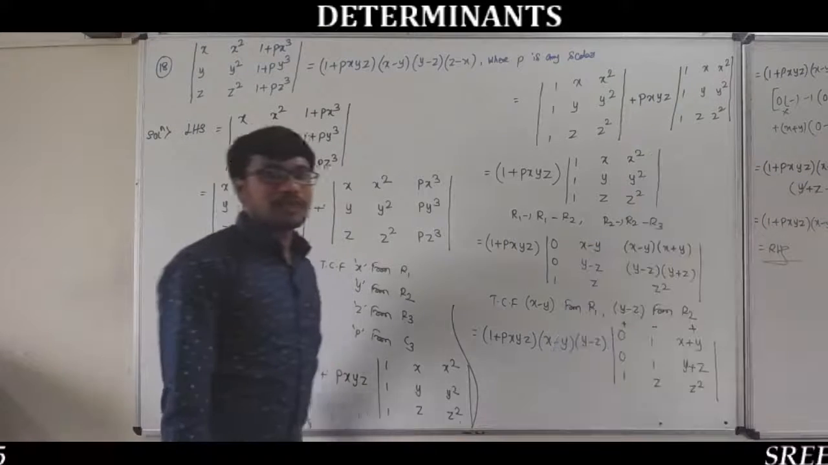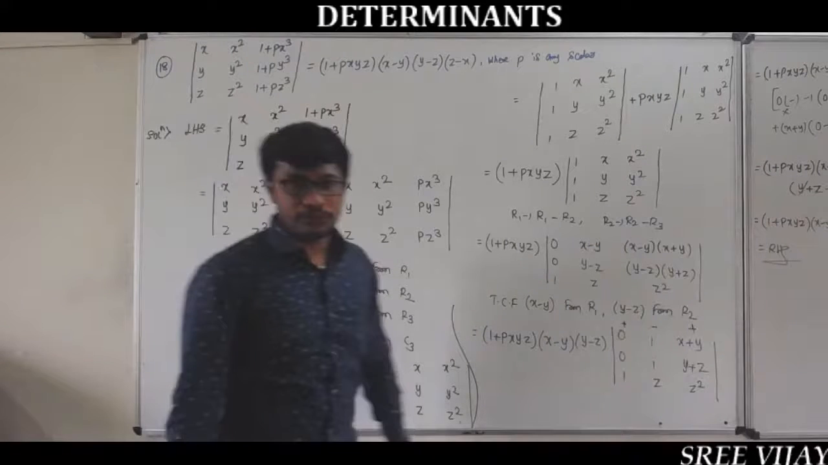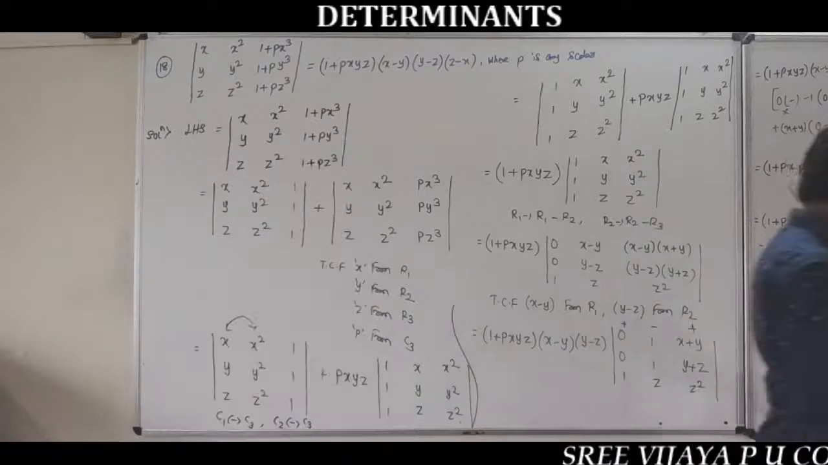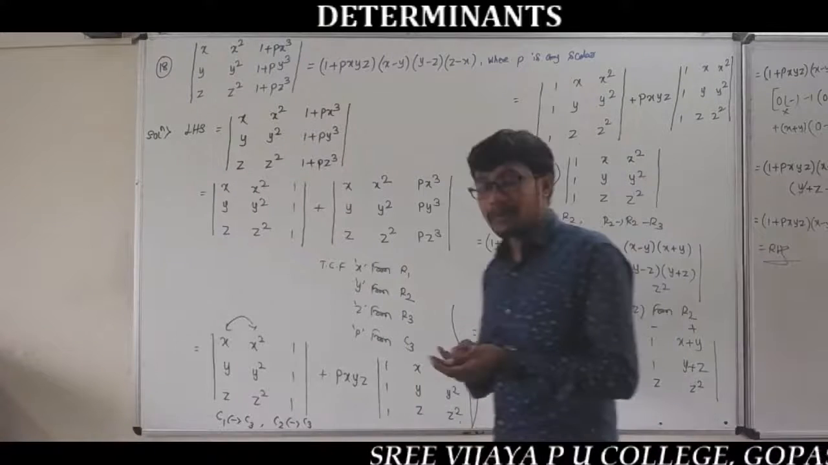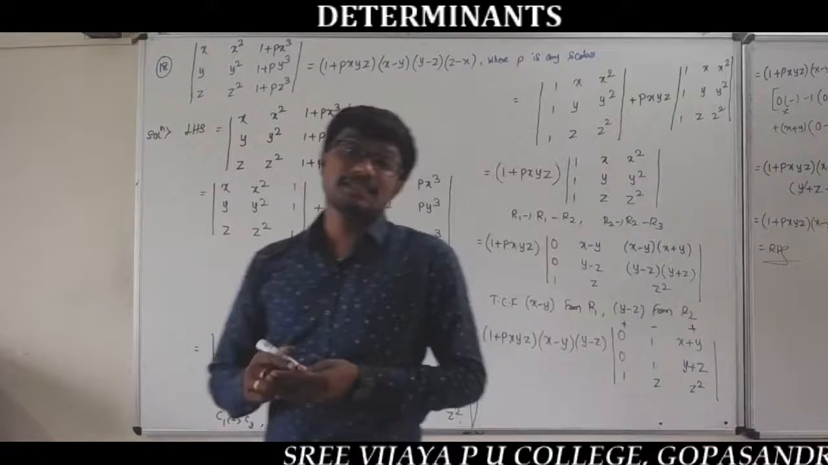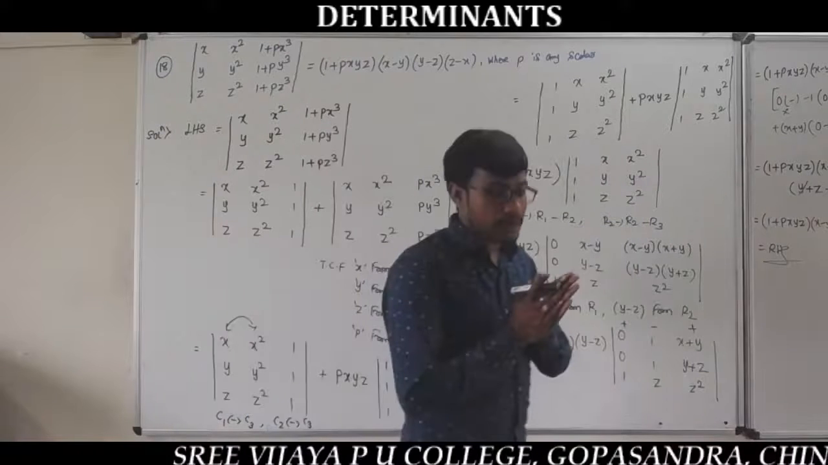So this is the given problem and the given proof. Got it? So this is how we can solve the properties of determinants. This is very important for the 4-mark questions.